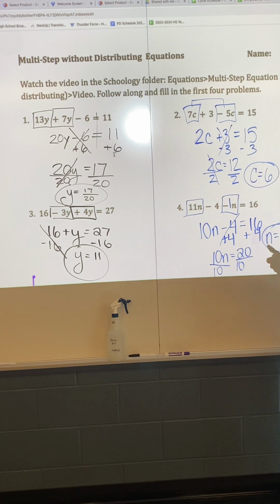And remember, if you ever want to check to see if your solution is correct, you can always plug it back in and see if it becomes a true statement.